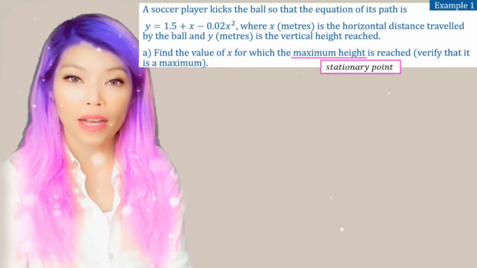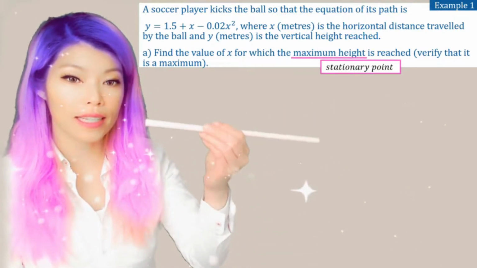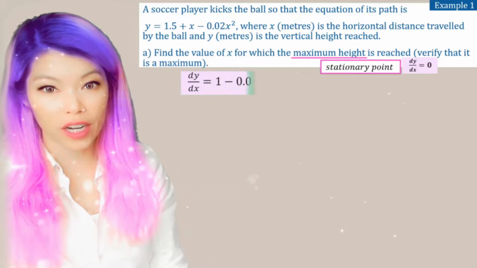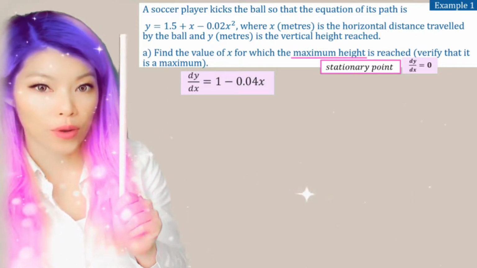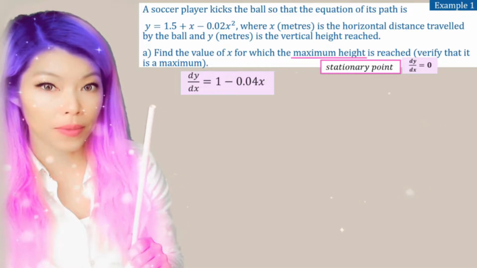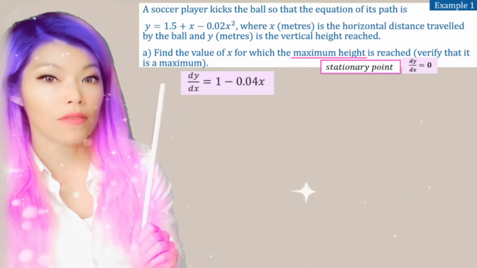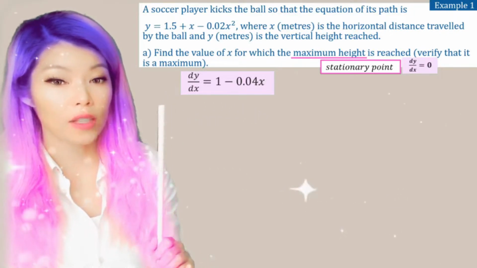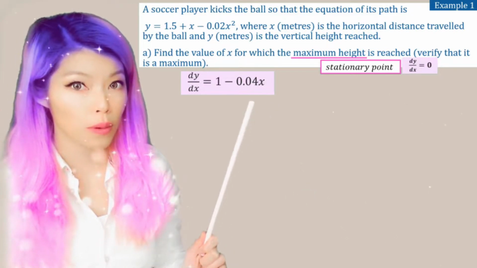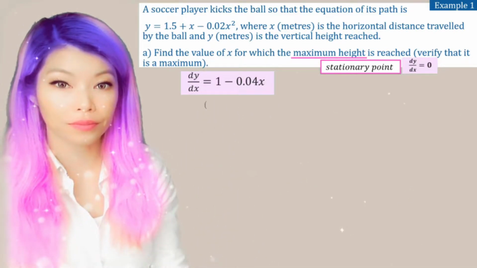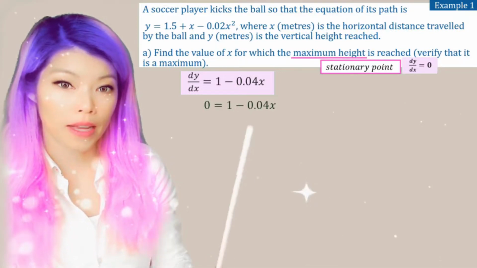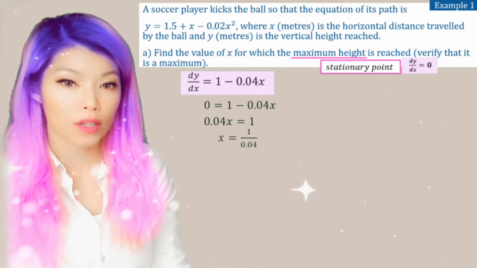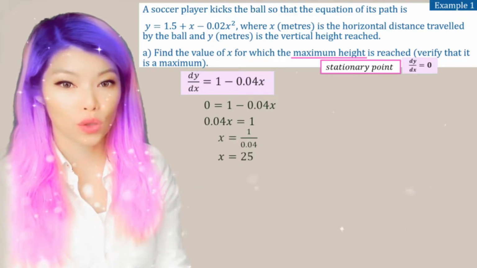So when we talk about maximum height, we look at when the gradient is 0. So dy/dx is 0. We have y. To find dy/dx, we differentiate. So differentiating y, we obtain, 1.5 disappears. x becomes 1, and negative 0.02 times the power 2 becomes negative 0.04, and x squared becomes x to the power 2 minus 1, which is just x. So letting that equal to 0 to find the maximum, we bring the negative 0.04 to one side, dividing both sides by 0.04, and we obtain x is equal to 25.